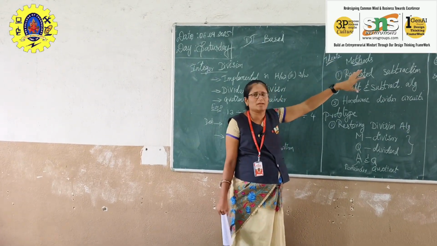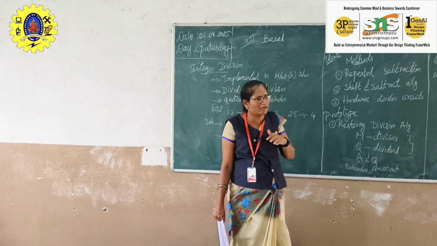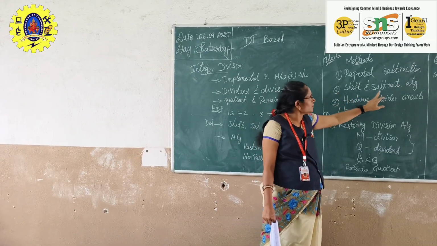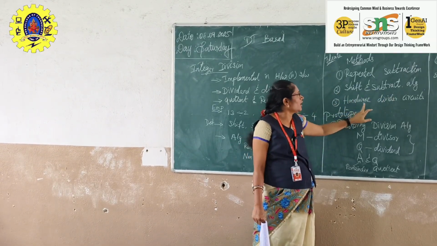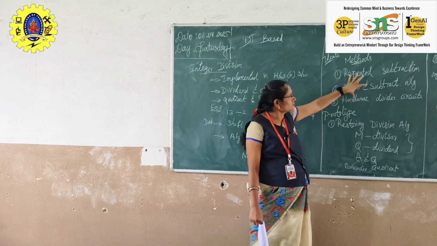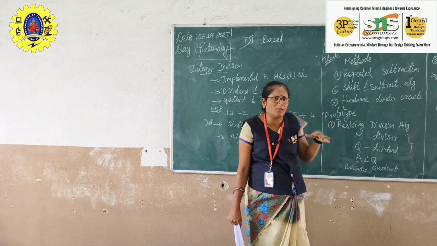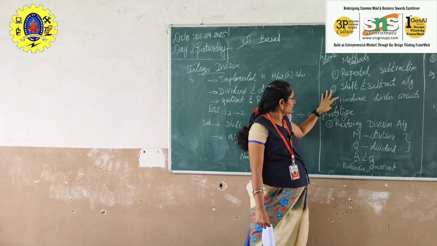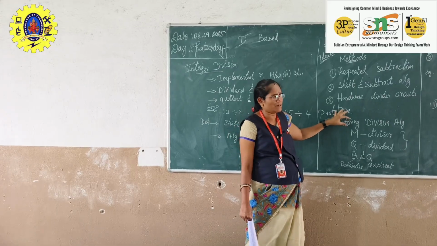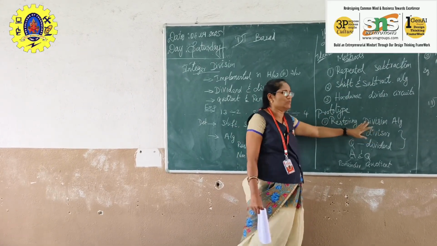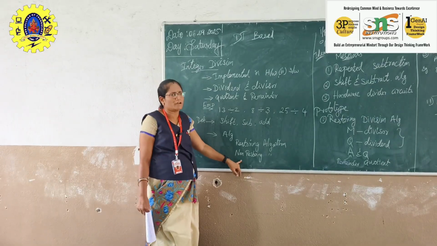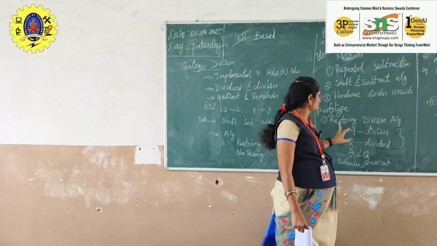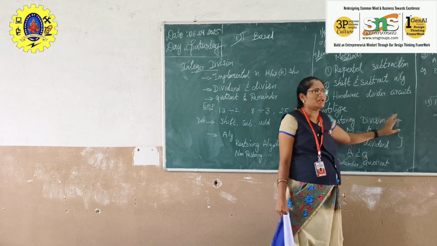The methods are different approaches used to solve this kind of problem: repeated subtraction, the shift and subtract algorithm, or hardware divider circuits. We can adopt any one of these three approaches to solve a problem like integer division. Here we are going to implement it through the restoring algorithm. Already we discussed that we have two types of algorithms for integer division. First, we are going to discuss the restoring division algorithm.